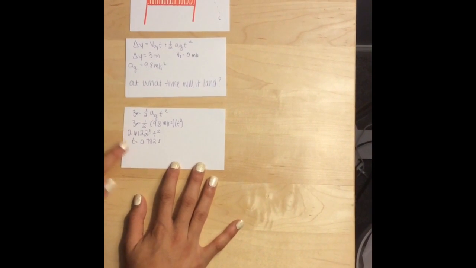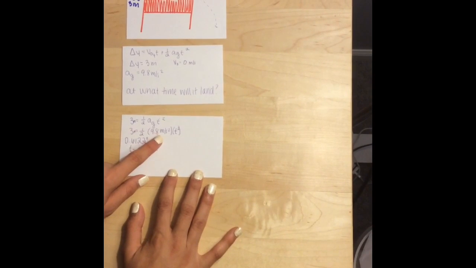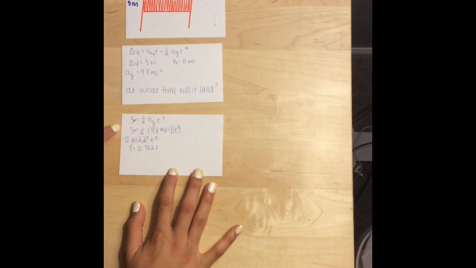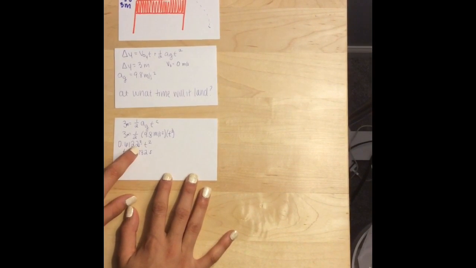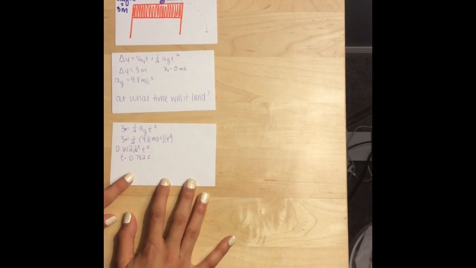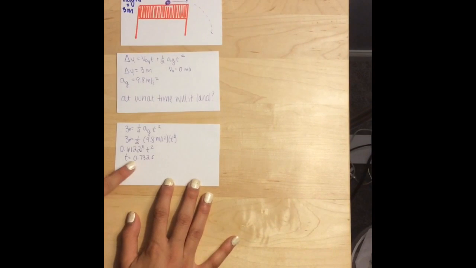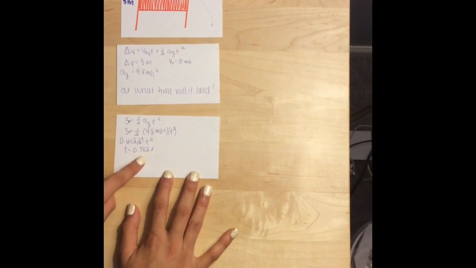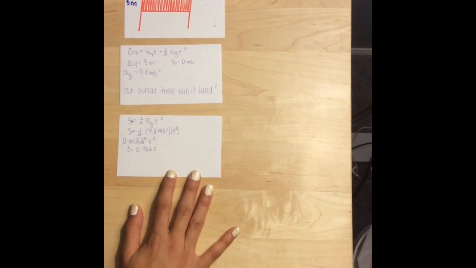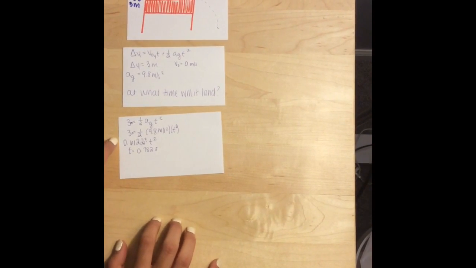And therefore, we divide by 1/2 times 9.8 meters per second squared. We divide 3 by that, and we're left with 0.6122 seconds squared equals time squared. And then we take the square root of both sides, and we're left with time equals 0.782 seconds. And therefore, it will land at 0.782 seconds.